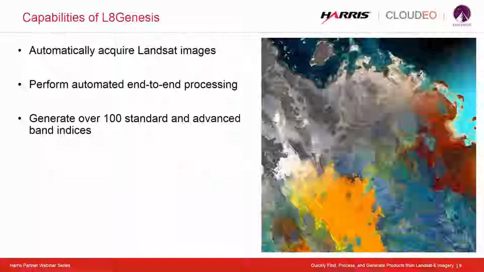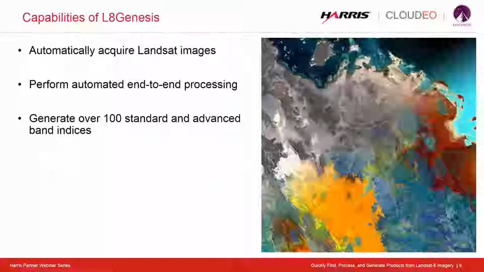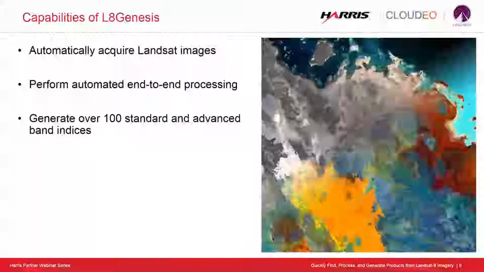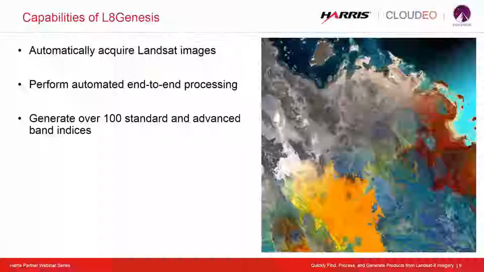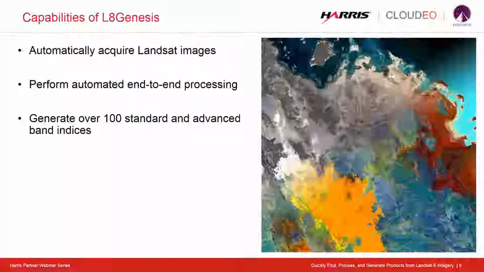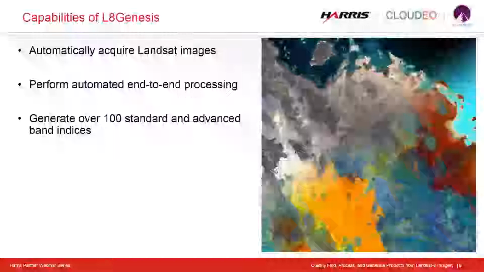So the CloudEO platform and the user interface on CloudEO are very complementary to the L8Genesis processing. The CloudEO interface allows you to simply draw or upload a shapefile of your area of interest, and the CloudEO store will automatically acquire the correct path row images according to your specifications. You can also upload your own data that you have stored locally on your computer, and it'll process that.